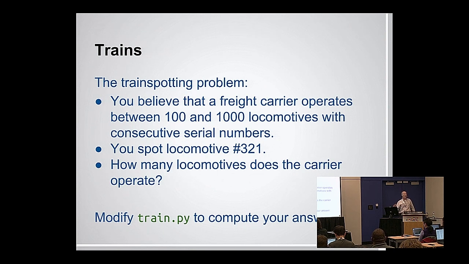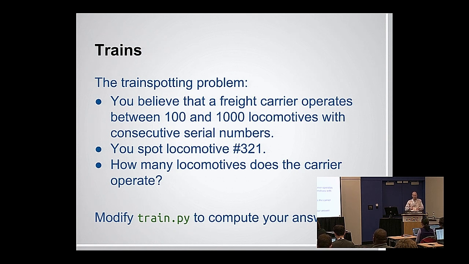You go down to the rail yard and you spot train number 321. And you happen to know from corporate espionage that your competitor numbers their trains from 1 to n, where n is how many trains they have. So this is a little bit of an artificial problem, but I'm going to explain why the rules are the way they are in a minute. What you want to do is figure out your posterior belief. Having seen train number 321, now how many trains do you think your competitor is operating?